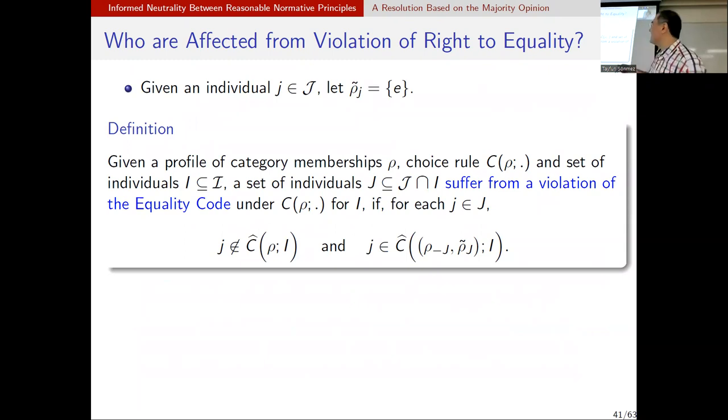So basically, given a profile of category memberships rho, choice rule C, and a set of individuals I, the set of individuals J who suffer from a violation of equality code under C for I is such that every member of capital J is unmatched under the law, but they would all be matched if their category was E instead of what it is. So basically, between these two, the only thing that differs is that for these J guys, I'm changing their category.